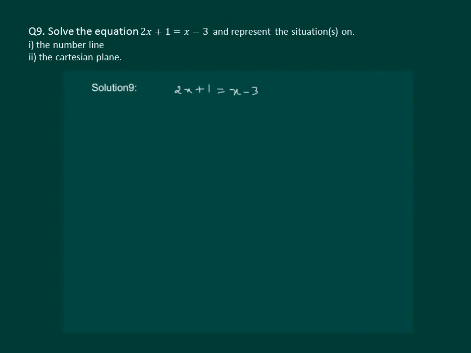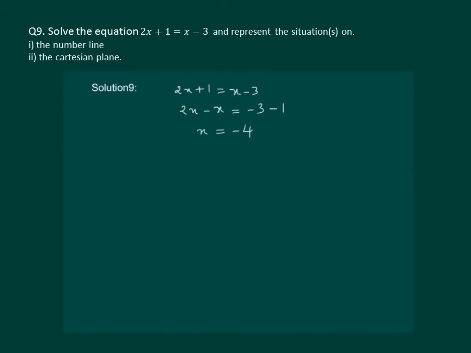Let us read the question. Solve the equation 2x plus 1 equal to x minus 3 and represent the solution on the number line and on the Cartesian plane. Let us start by solving the equation. We bring the like terms together and get x is equal to minus 4.